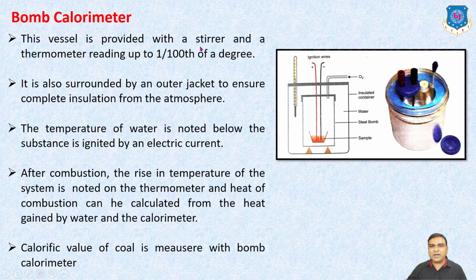This vessel is provided with a stirrer and a thermometer reading to a tenth of a degree. It is also surrounded by an outer jacket to ensure complete insulation from the atmosphere. The temperature of the water is noted. The substance is ignited by an electric current. After combustion, the rise in temperature of the system is noted on the thermometer and the heat of combustion can be calculated from the heat gained by water and the calorimeter.